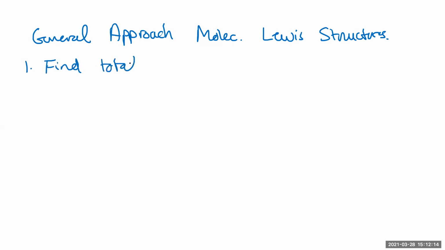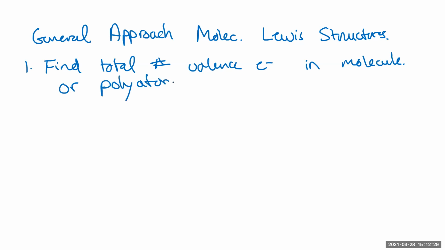Okay, so the general approach, and this will have also been outlined in your book, the general approach to molecular Lewis structures can be done as follows. One, generally what we do is find the total number of the valence electrons in the molecule. And we can do this for polyatomic ions as well. So we'll say also for polyatomic ions.